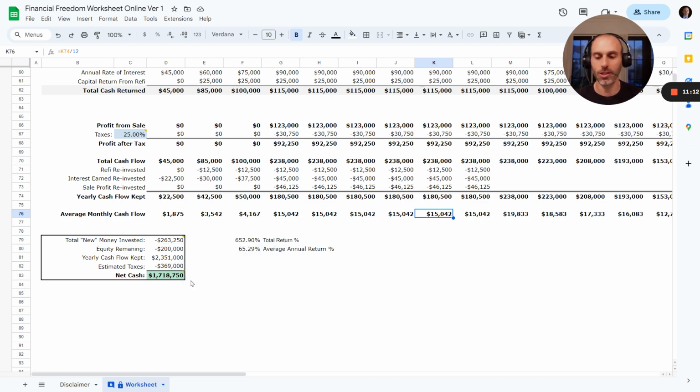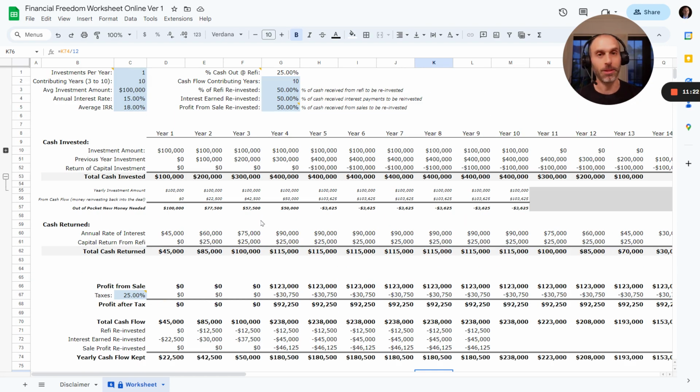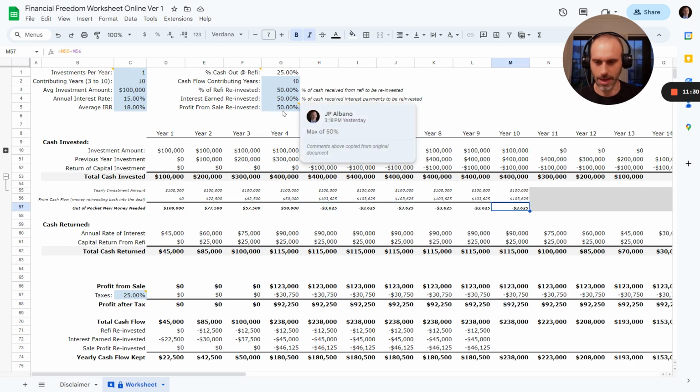So we put in 263 and we turned that into 1.7. How do we do that? Because it's a 652% total return of your cash. And you can play with the model here, right? So some notes of caution on how this works. And actually this might be a casualty of that.